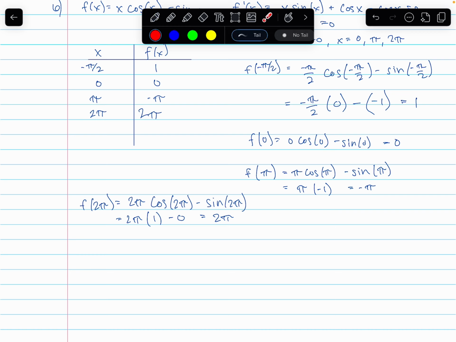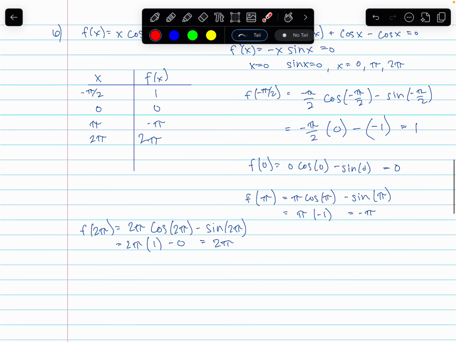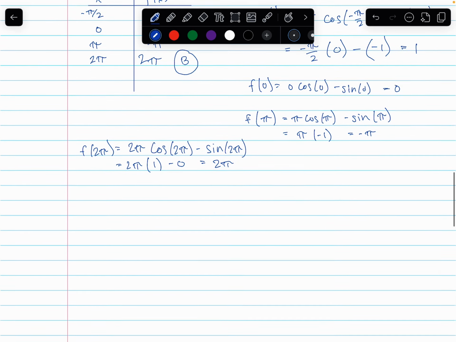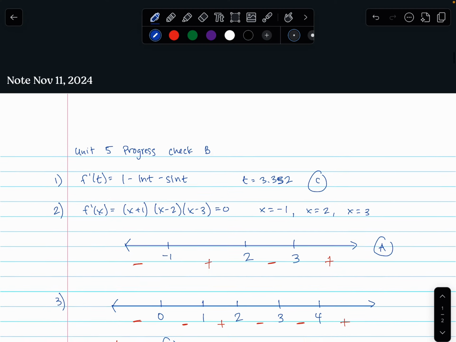Okay, and the question is asking for what is the absolute maximum value of f. That's going to be at 2 pi. So, yeah, so that's got to be B. Okay. All right, and that's everything for this progress check.